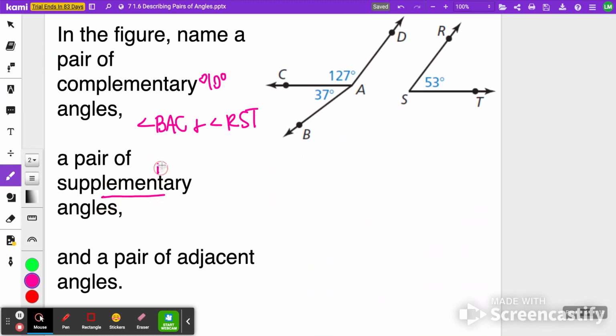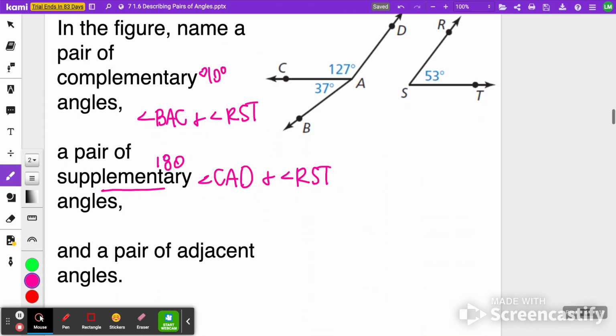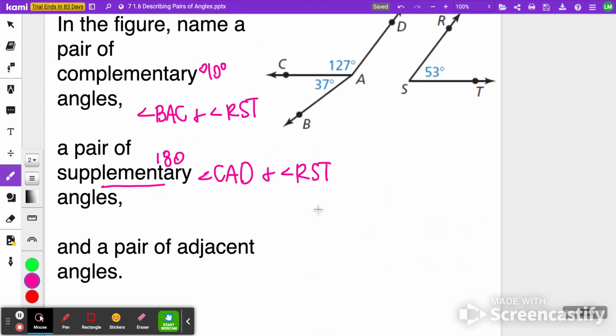Supplementary angles, remember, have to be 180 degrees. So to get that, we would need to have CAD, 127, and angle RST. Both of those add up to be 180 degrees. Lastly, the pair of adjacent angles have to be right next to one another, and that is going to be angle BAC and angle CAD.